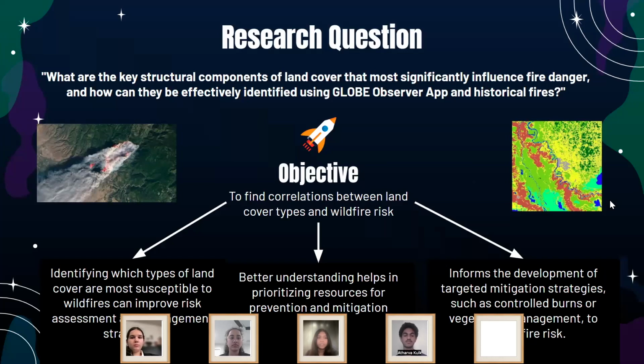Our research question is, what are the key structural components of land cover that most significantly influence fire danger, and how can they be effectively identified using the Globe Observer app and historical fires? Our main objective is to find correlations between land cover types and wildfire risk.